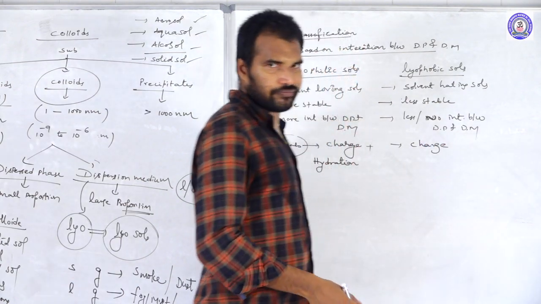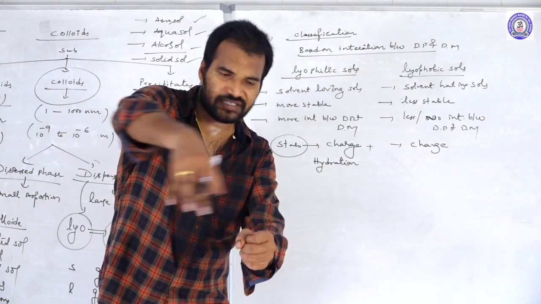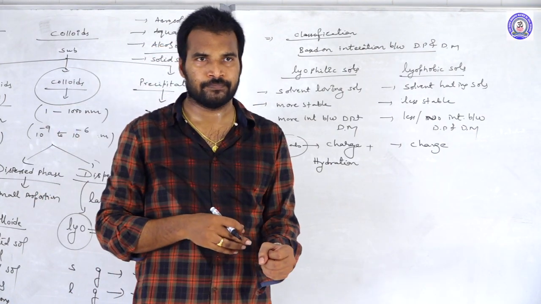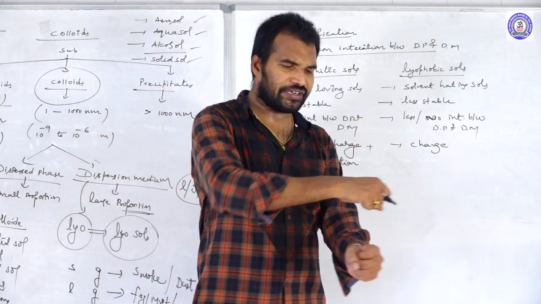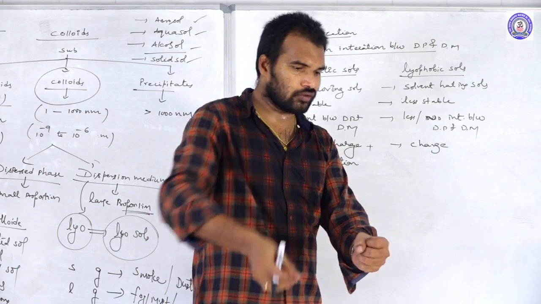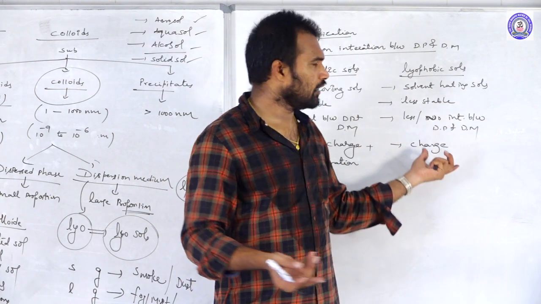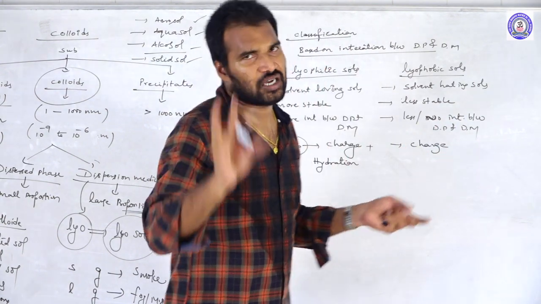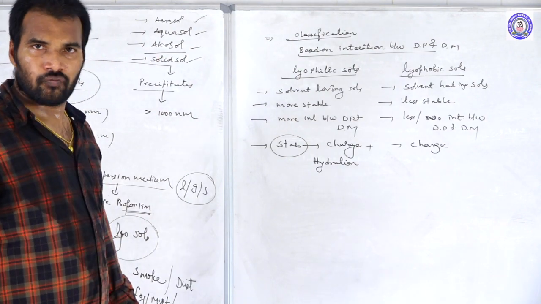There is no solvation. Solvation is nothing but if there is a sol particle, the solvent molecules will surround it and stabilize it. That process we call solvation. But in this case, there is no interaction between the sol particle and the solvent. If there is no interaction, how will the solvent molecule surround it? There is no solvation in this case. The stability is only because of the charge. So this is about the lyophilic sols and lyophobic sols.